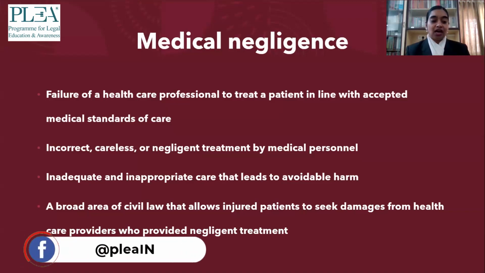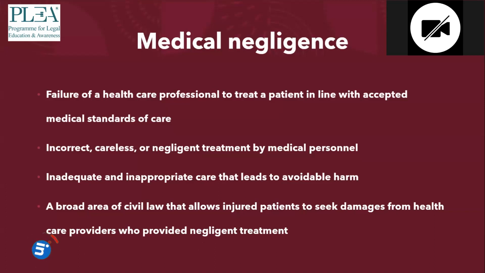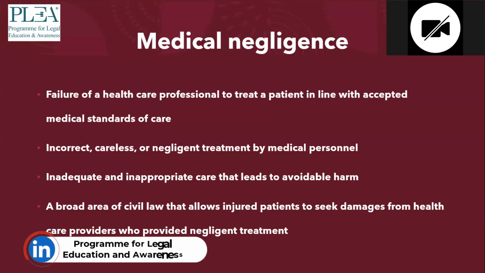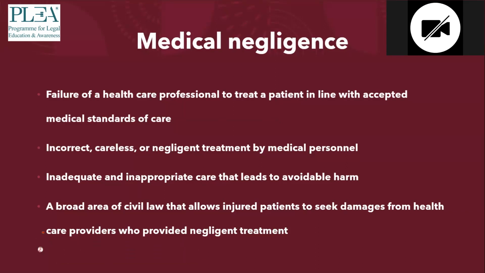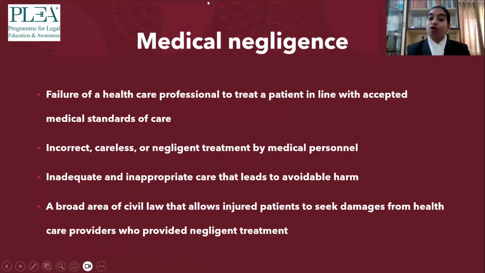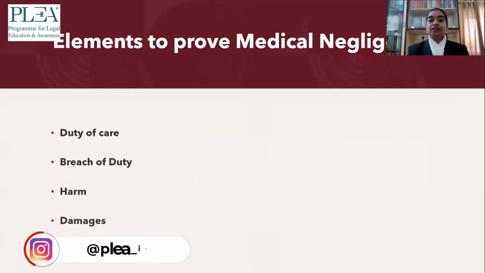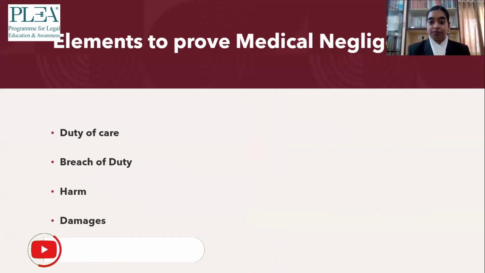Now, next is a broad area of civil law that allows injured patients to seek damages. As we spoke about compensation earlier, if any negligent treatment is given, then he can seek damages from the hospital. So what are the elements to prove medical negligence? Any person cannot just go and say that the doctor has been negligent. So what are the elements to be proven as far as medical negligence is concerned?